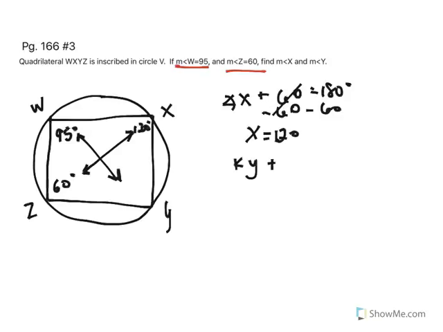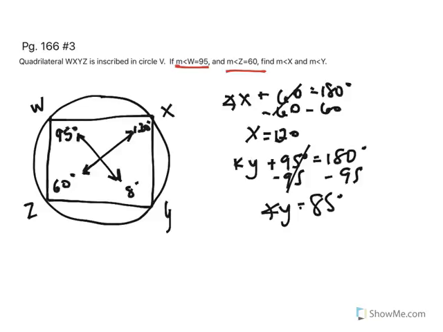If we're trying to find angle Y, Y plus 95 degrees is 180 degrees. Minus 95, minus 95. Angle Y equals 85 degrees. So, and that's it.